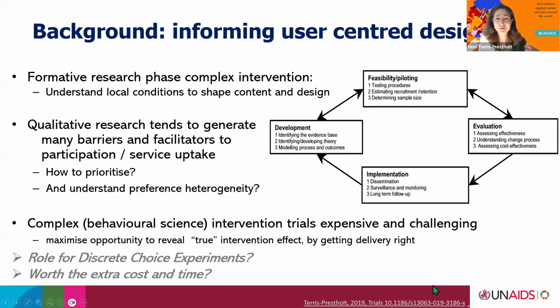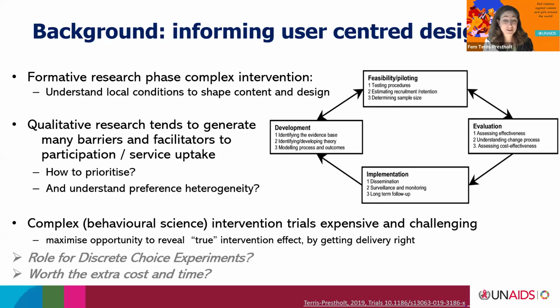So we've gotten pretty good in behavioral science at introducing formative research for complex interventions, behavioral interventions, and we use them to understand local conditions and shape the content and design. But what do we do with all this qualitative research, once we've generated loads of barriers and facilitators to either trial participation or service uptake? How do we prioritize them? How do we understand the heterogeneity that is coming around?